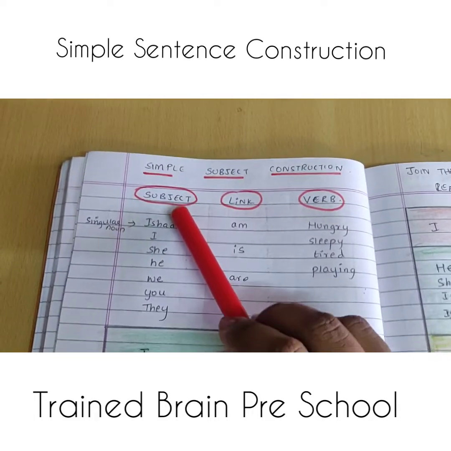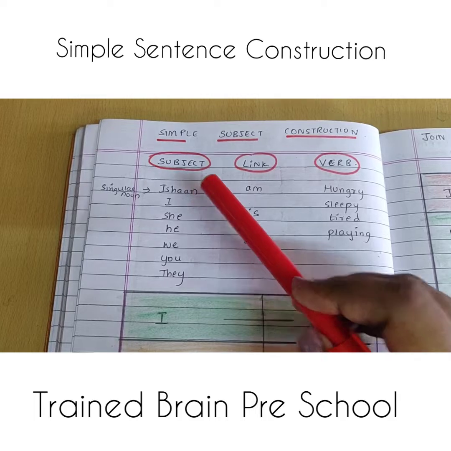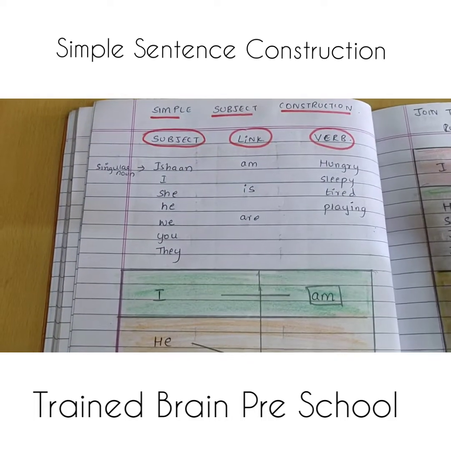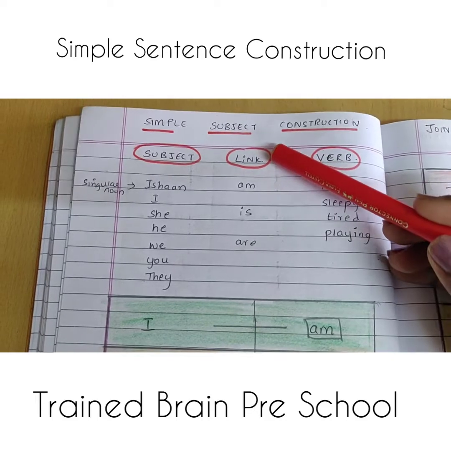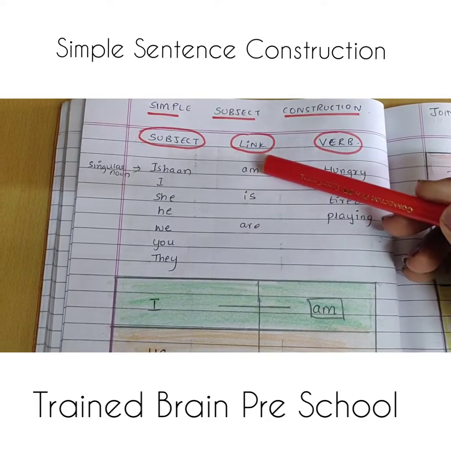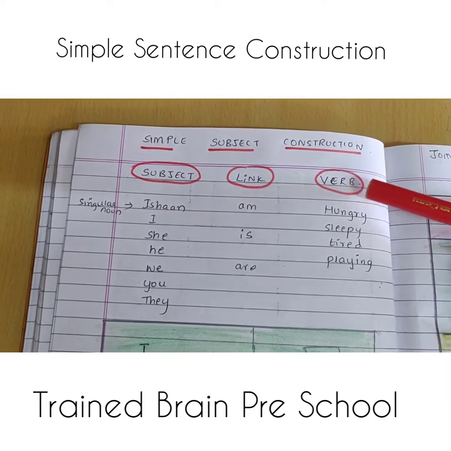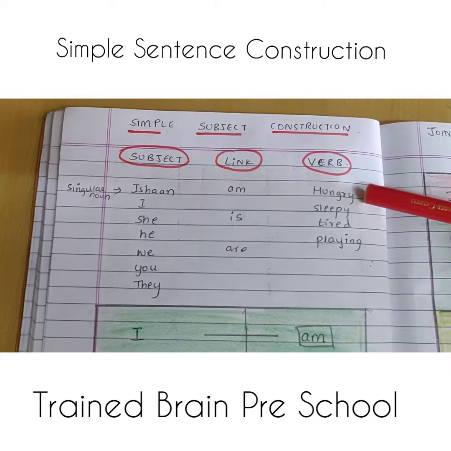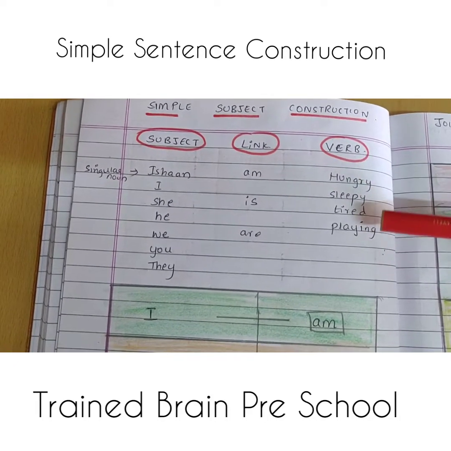Subject is nothing but the noun. So we can either have a singular noun, or a collective noun, or a plural noun also, and some links to construct or to join the sentences. So I'm using for today's example am, is and are, and any action words or any kind of verb that we needed. So it could be hungry, sleepy, tired, playing, any such action words or verbs.